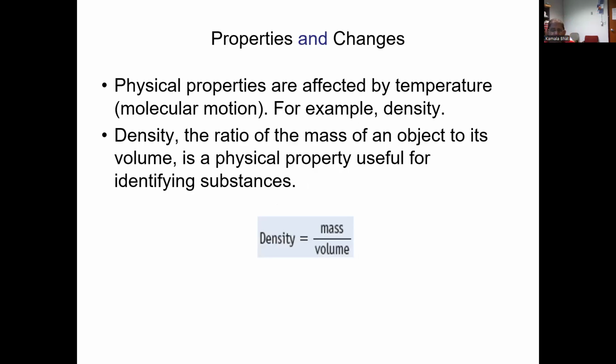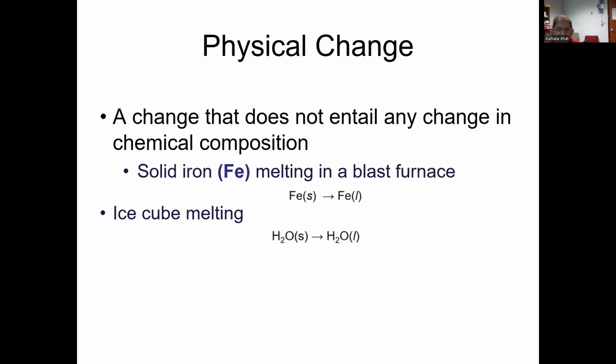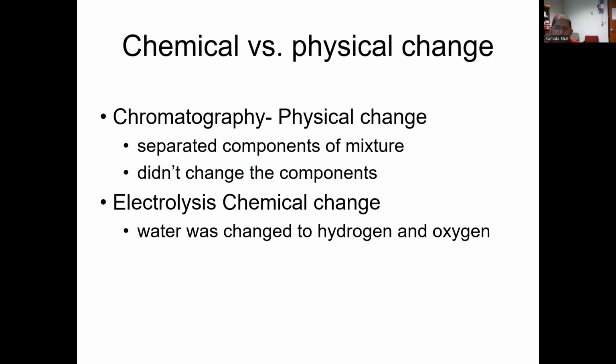Properties. Physical properties are affected by temperature. And a physical change entails no change in chemical composition. For example, solid iron melting in a blast furnace, ice cube melting from solid to liquid.